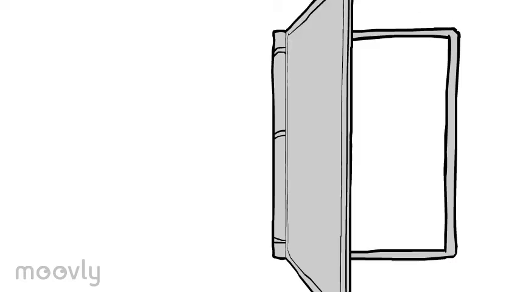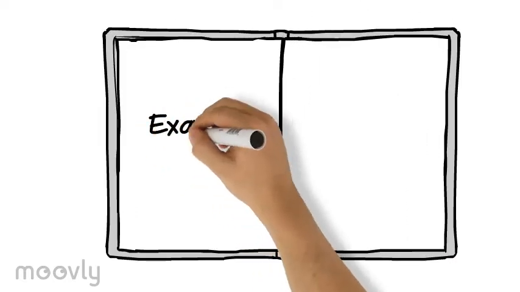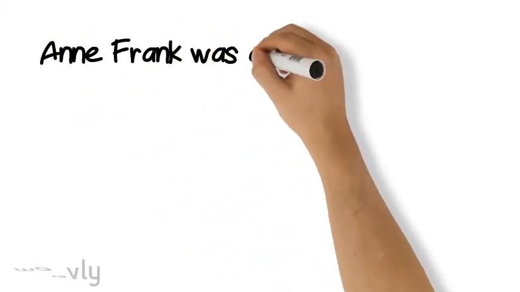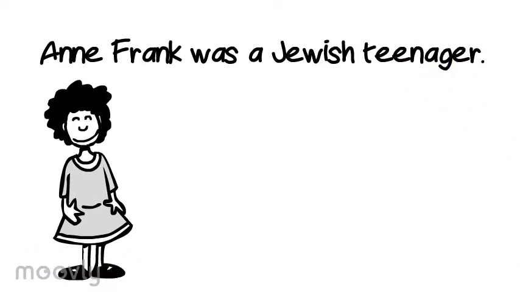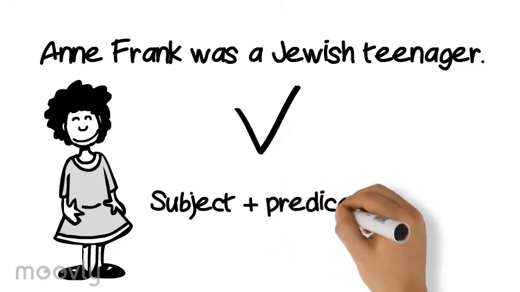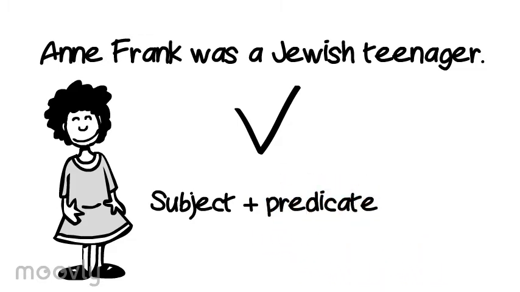Now, before we get into definitions, let's take a look at this sentence. Anne Frank was a Jewish teenager. This sentence makes sense because it has the right parts, a subject and a predicate. Let's take a closer look at these.